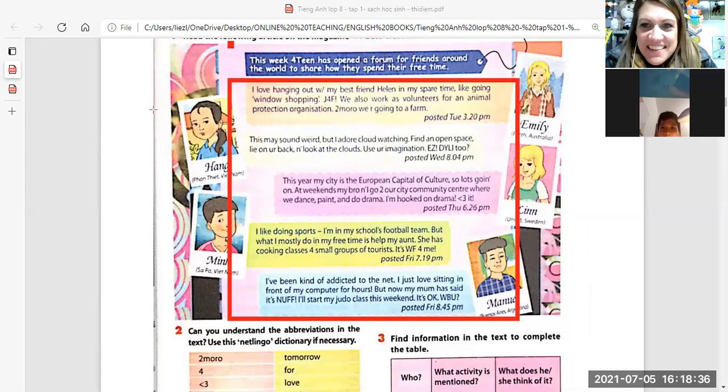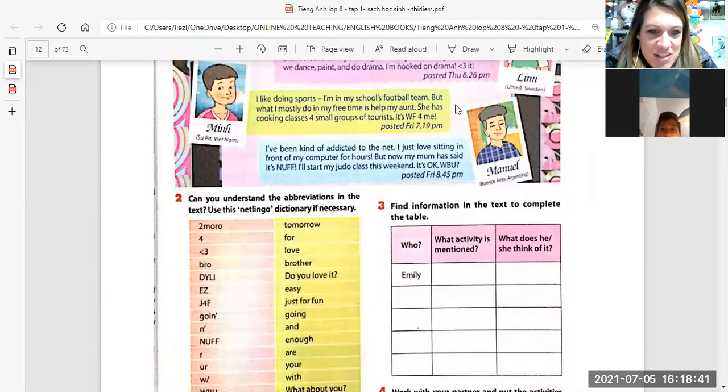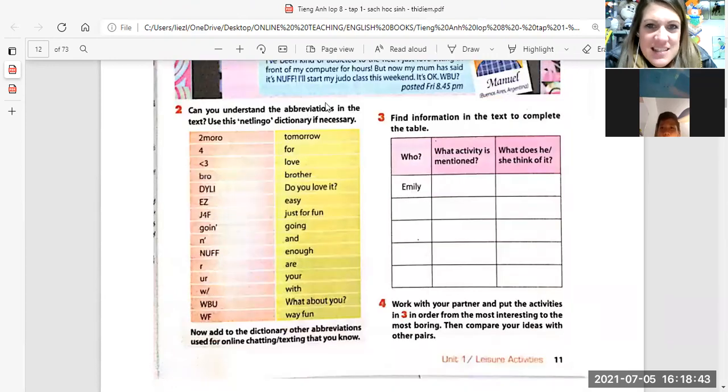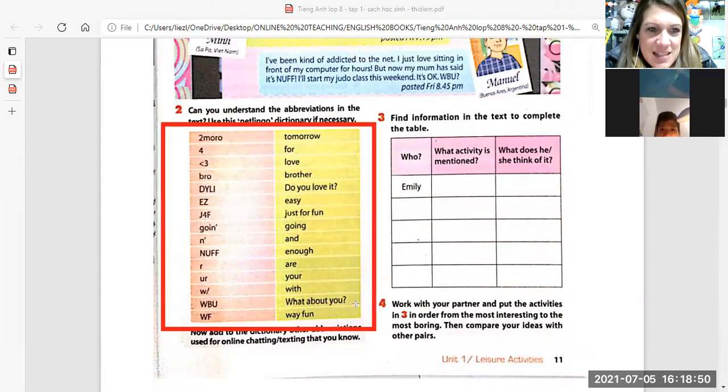Yeah, it's slang. Okay. Can you understand the abbreviations? Here are the abbreviations in the text. Let's have a look. Okay. Tomorrow. T-M-O-R-O means tomorrow. Four, four love. It's a little heart. Love. Bro is a short word for brother. Bro. Brother.